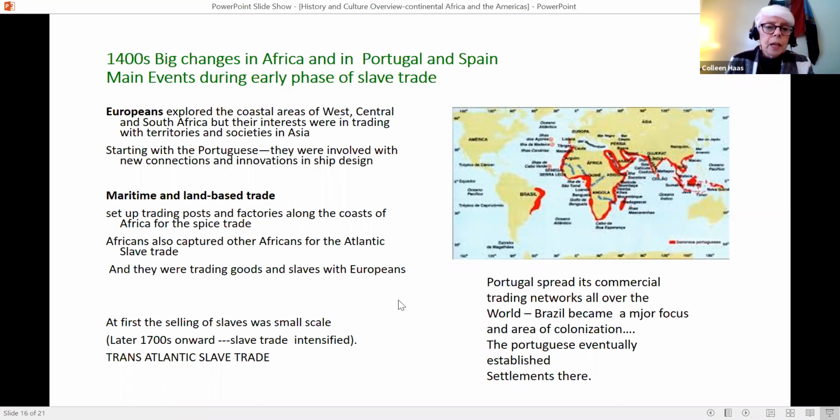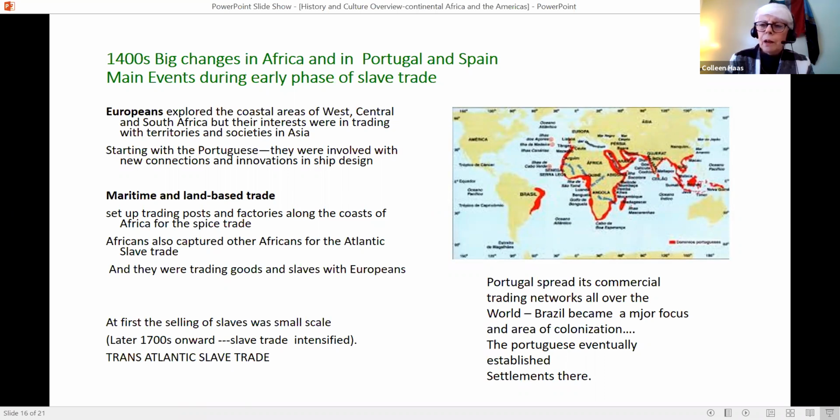So the first selling of slaves was small scale. And sometimes Africans were actually brought, let's use North America as an example. Sometimes Africans were brought there, but they were basically free. They were part of the ship crew. They could have had other jobs to help survey the land or develop the land. And they might have even been seen like employees and not necessarily like slaves for life.